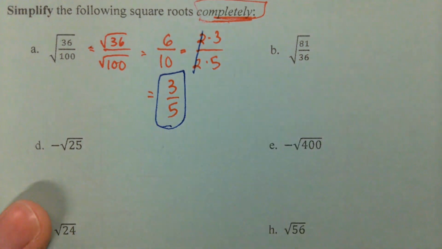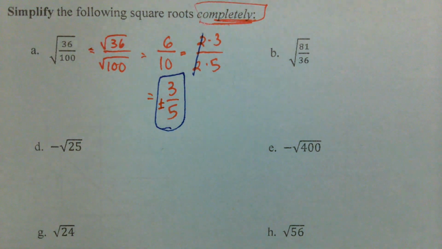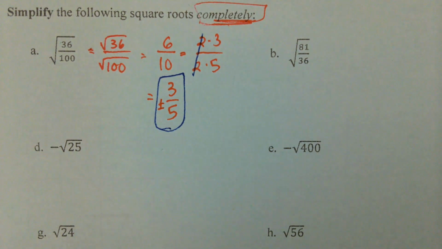You're right. Good catch. We should have a plus or minus in front of that. Plus or minus 3 over 5. The only time we don't need a plus or minus is when we're talking about distance. Question? That'll be when we get to the second row. Hold that thought. We'll get to that.